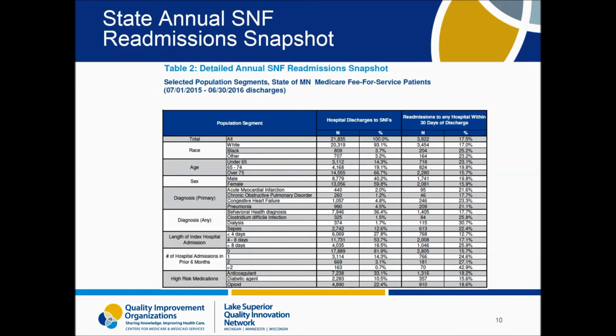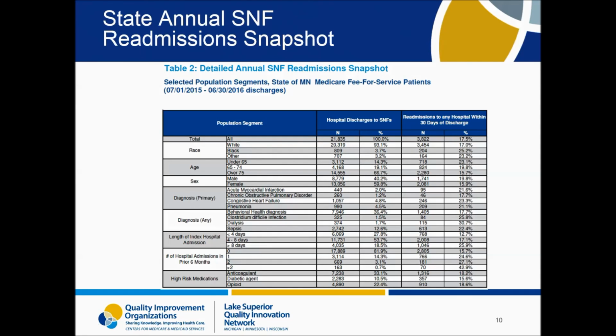This final page is also a state snapshot, but it shows a picture of population segments for your state for the most recent time period of data available. The first column shows the broad population segment category: race, age, sex, diagnosis primary, and so forth. The next column shows the specific groups within those categories. And the following 4 columns show data associated with each of those groups. The third column is the total number of discharges to the nursing home that falls within that category. The next column is a percent that shows the percent of that total.